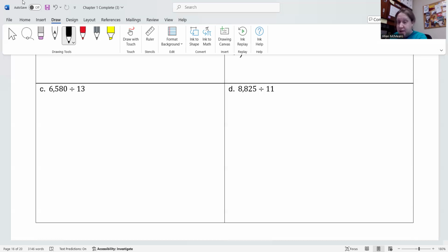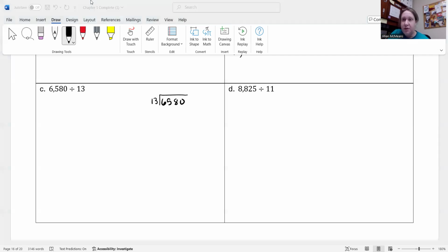So let's go ahead and set this up for long division. We have 6,580. We want to divide by 13. I want to see how many times 13 will go into 6580, but it's going to be too hard to do in my head, so we're going to do this piece by piece. So I know 13 won't go into 6, but 13 will go into 65. So let's go over to the multiplication table. So remember 13 and 65.